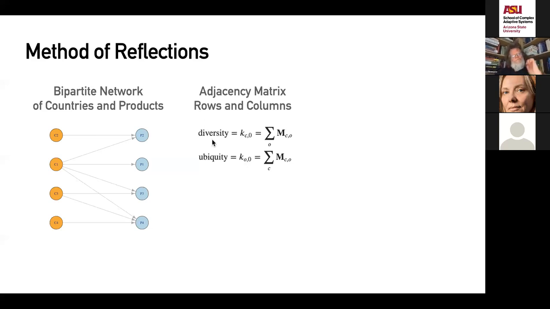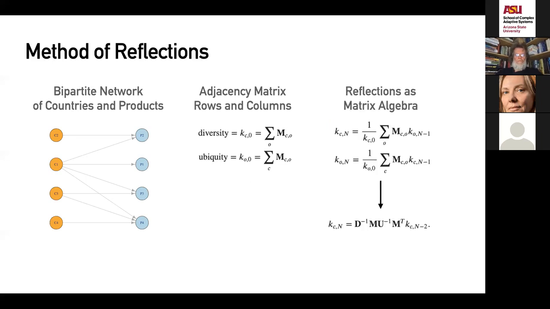So if you sum across the rows, that gives you a diversity measure. That tells you how many products a given country produces. If you sum along the columns, you get your ubiquity measure, which tells you how many countries produce any given product.